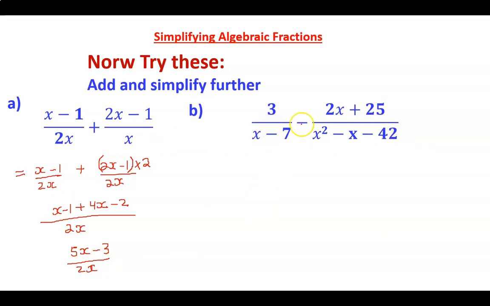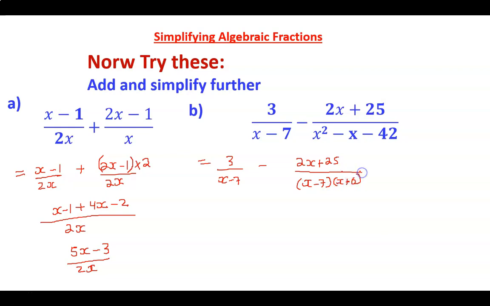This one, which looks more complicated, I got x minus 7. I got x squared minus x minus 42 here. Can we factorize this one? Yes, we can. Let us factorize and see what we got from it. That's 3. This one is x minus 7. Keep that down as it is. 2x plus 25 divided by, factorize this one. This one gives you x minus 7 and x plus 6. That is what it gives you when you factorize.